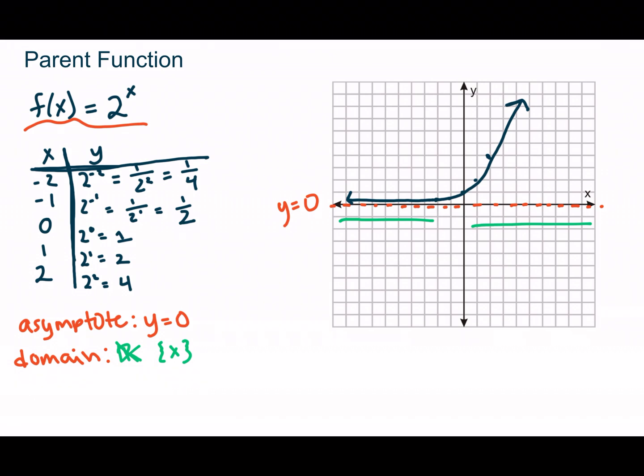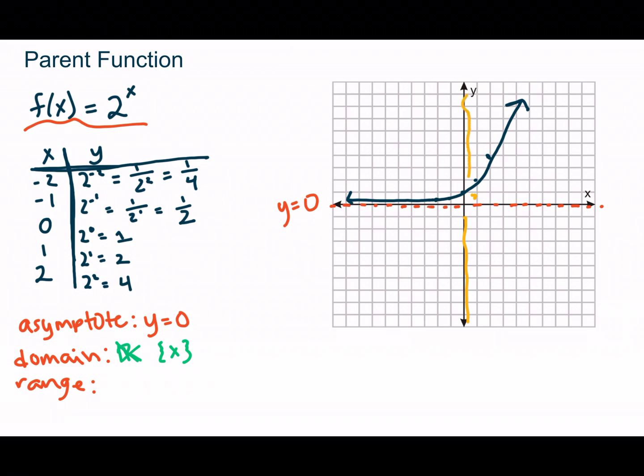Okay, and last thing we need to find is the range. So the range of this function, we do not have any negative y values. Our y values don't start until after it crosses that asymptote. So we have all positive y values.